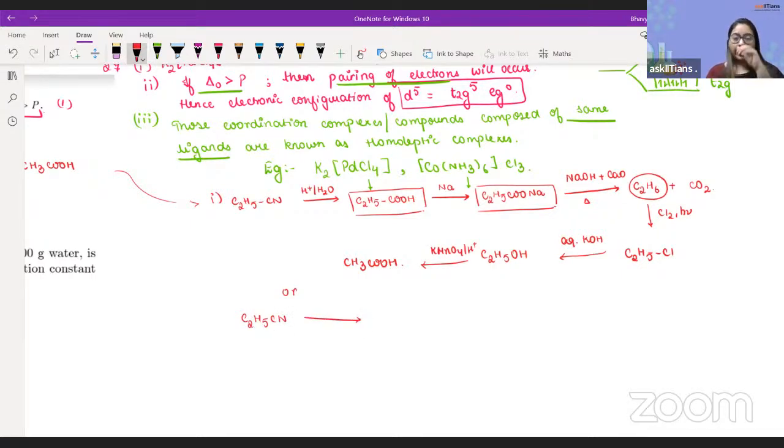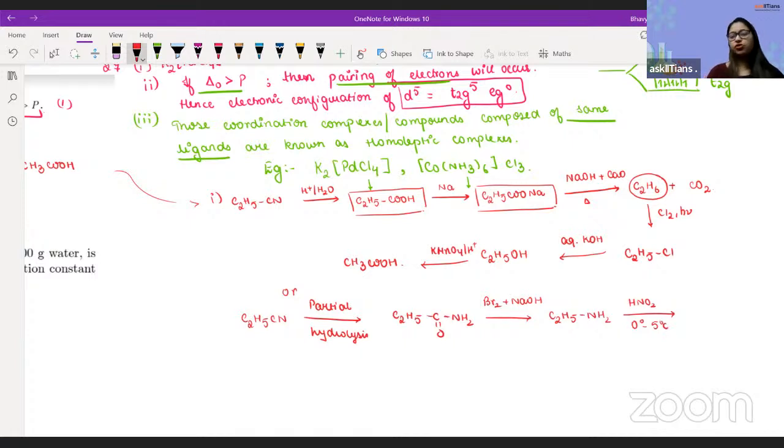So I can do partial hydrolysis. Partial hydrolysis of cyanide will give me an amide, right? Then I treat it with bromine in the presence of NaOH, which is Hofmann bromamide. I'm getting C2H5NH2, which is a primary amine. This primary amine, if I treat it with HNO2, that is diazotization, NaNO2 in the presence of HCl or HNO2, then this is going to give me this compound.